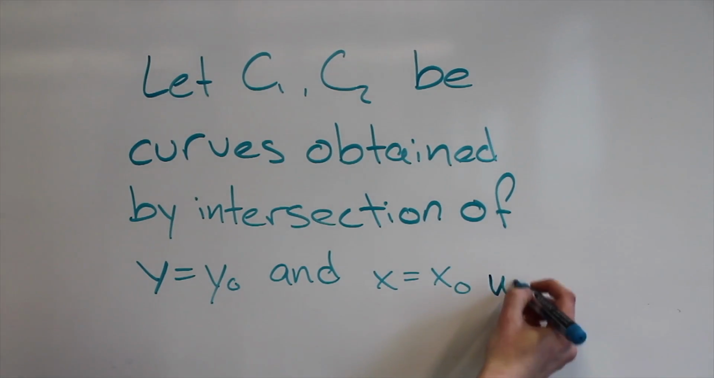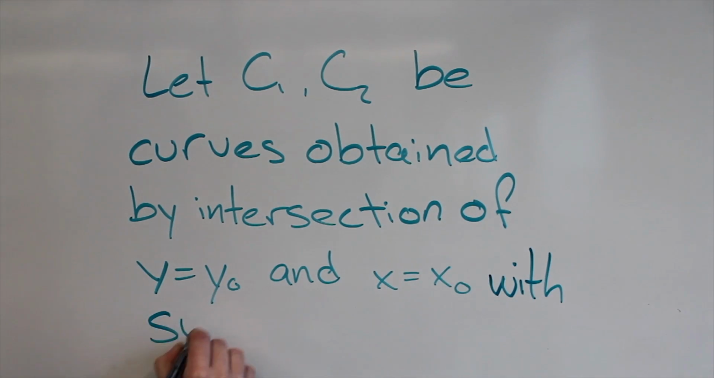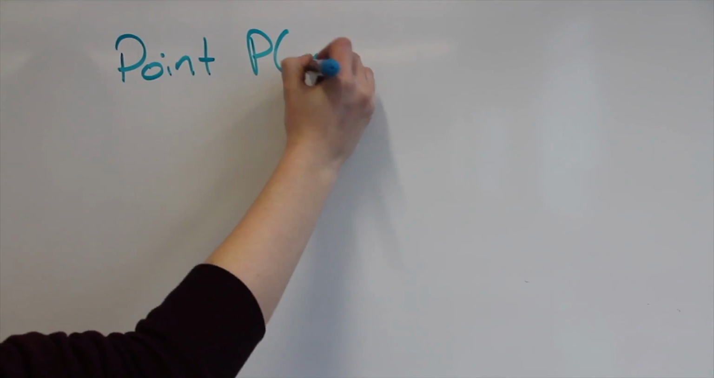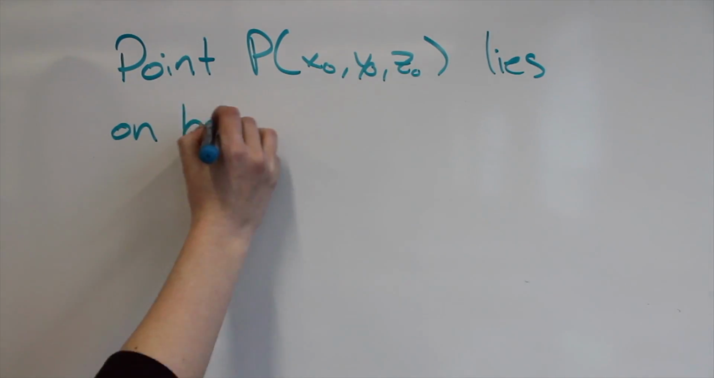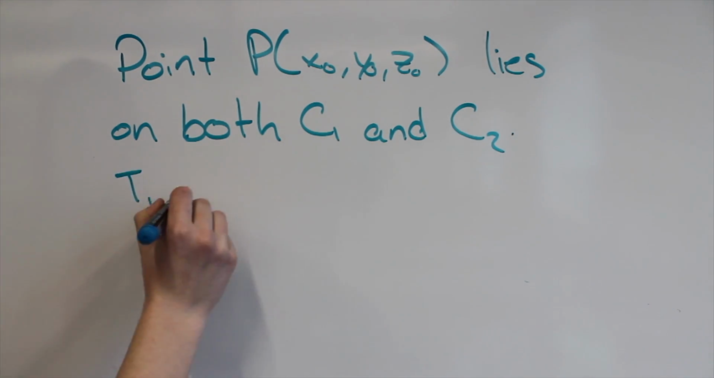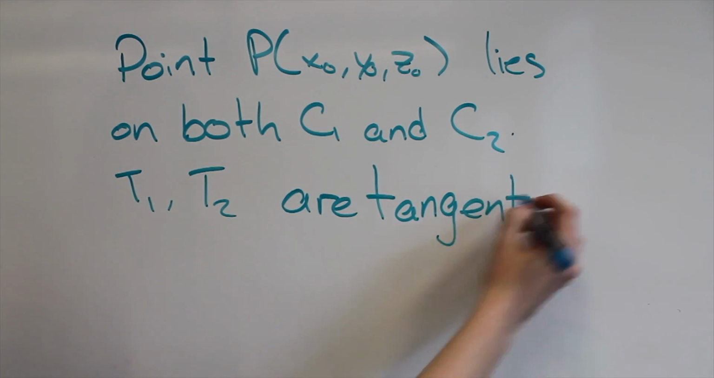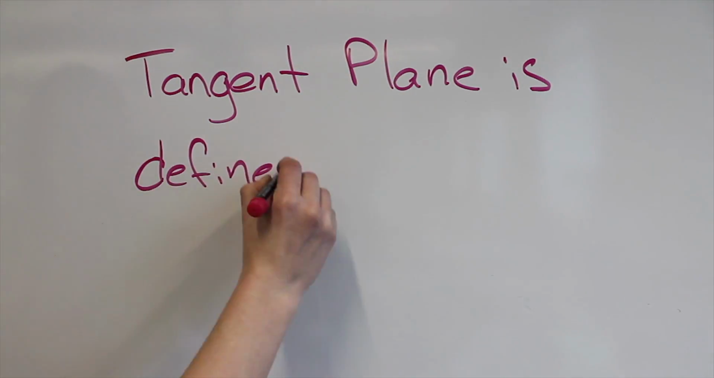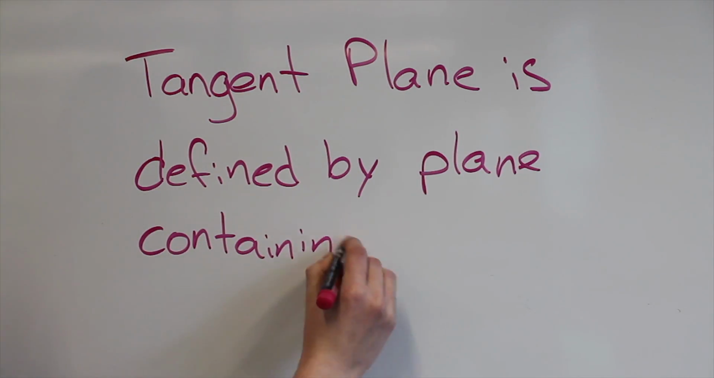C1 and C2 are curves obtained by intersecting y equals y0 and x equals x0 with the surface S. Point P lies on both C1 and C2, and thus T1 and T2 are tangent lines to C1 and C2 at this point P. The tangent plane is then defined by a plane containing both T1 and T2.